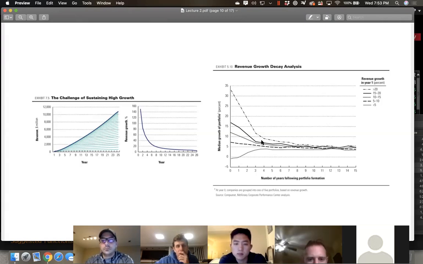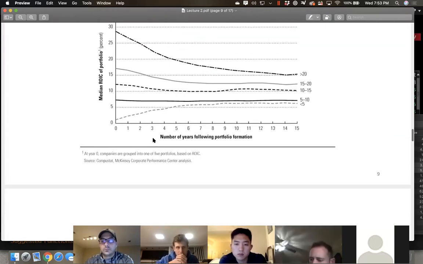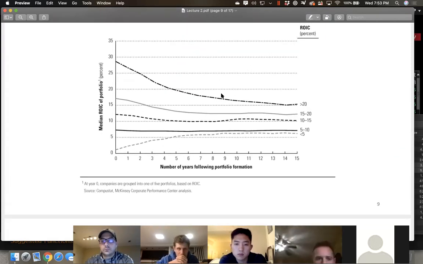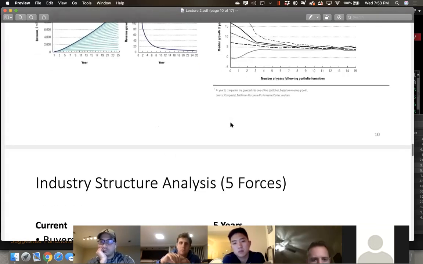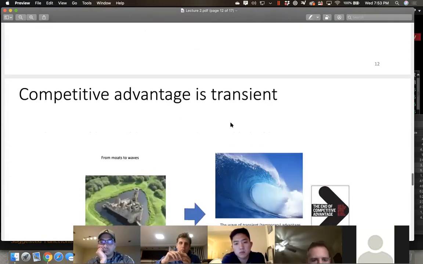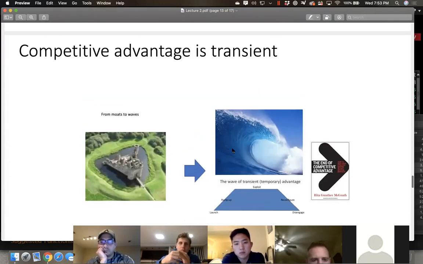Growth slows down much faster because of nothing else, the law of large numbers effect. We talked about that last week, right? But ultimately, Nike, just like everybody else, is facing this. And the more recent version of why they're facing this goes back to what I started to mention last week, that competitive advantage is transient because it's more about the waves than the moats, okay?